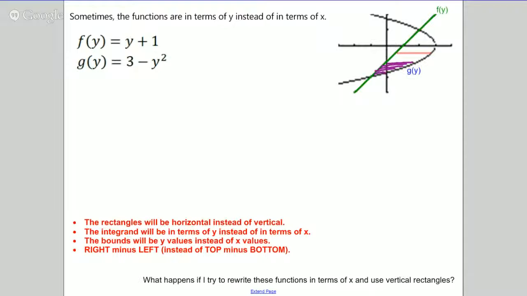So what would I do in this case? In this case, I would want an infinite sum from a to b, whatever my intersection points are, of right minus left. So my width is right minus left, and my height is a teeny tiny dy, right?